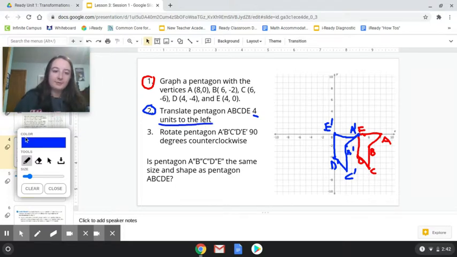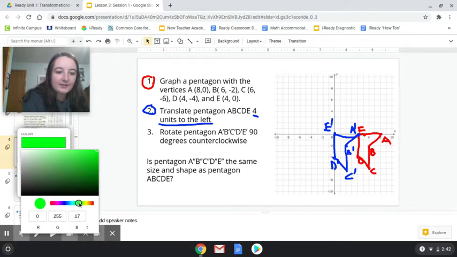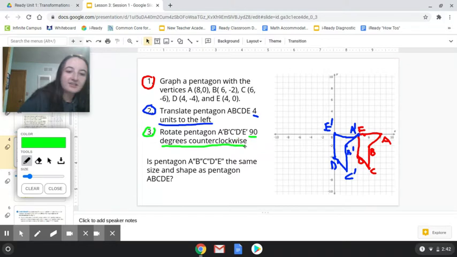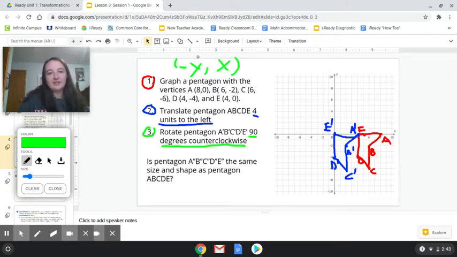Then the last part we want to do is we're going to rotate it 90 degrees counterclockwise. When we go 90 degrees counterclockwise, that is the same as (-y, x). So we have to flip the order and then make this value its opposite. And we are doing that on our new figure here.